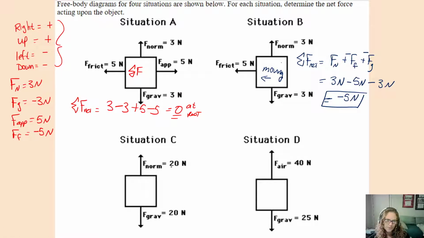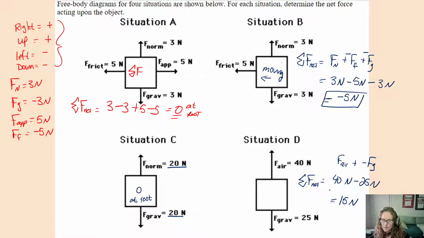Situation C, we can see that we're going up 20 and down 20, so that equals 0. So this is at rest. And then D, the sum of the forces is 40 newtons minus 25 newtons for the down gravity. And that gives us a total of 15 newtons, which means this object is moving upward. So maybe it's like a little ball being thrown up or something to that effect, but it's going upward. So that's how we draw our free body diagrams, and we'll talk more about that on Monday. All right, thanks.